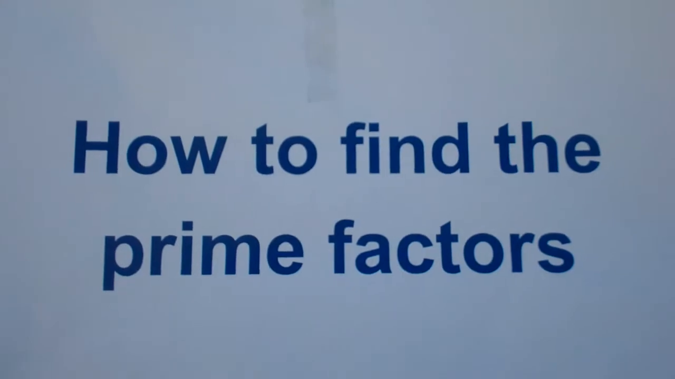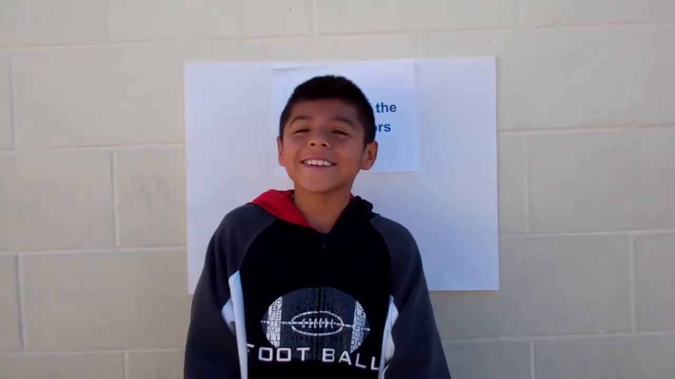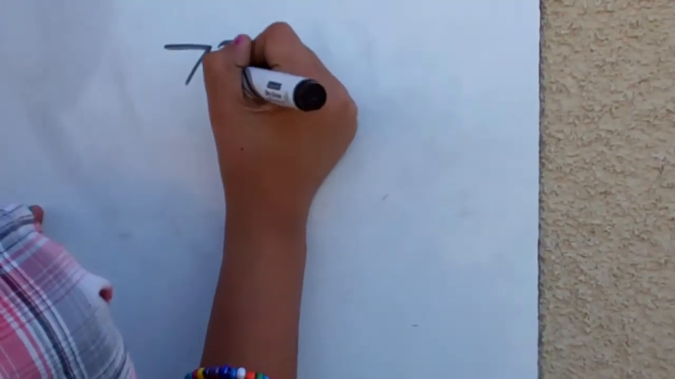To find prime factors: a prime factor is a factor that is a prime number. The prime numbers you are supposed to learn in fourth grade are 2, 3, 5, 7, 11. The definition of a factor tree is a diagram that shows the prime factors of a number. Let me demonstrate how to find the prime factors of the number 72.